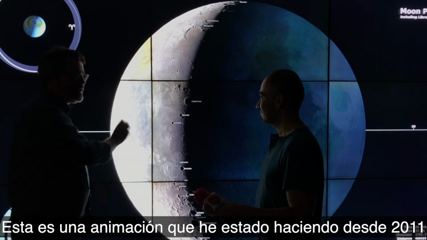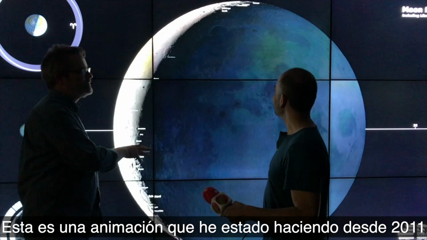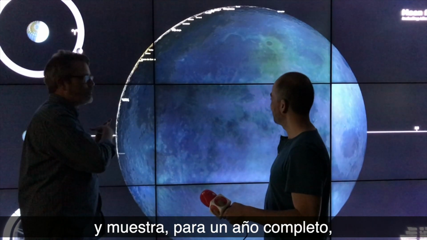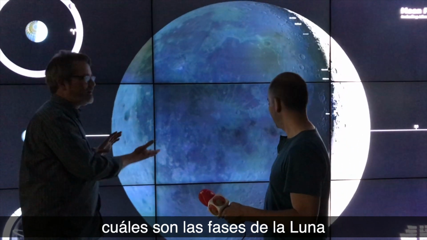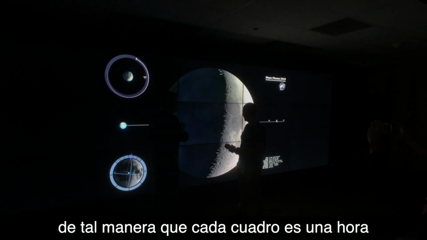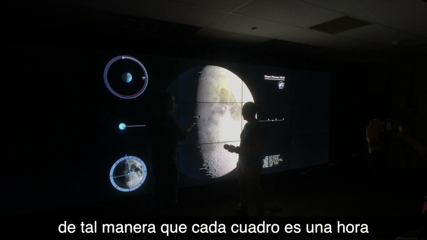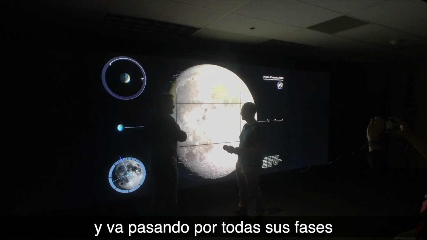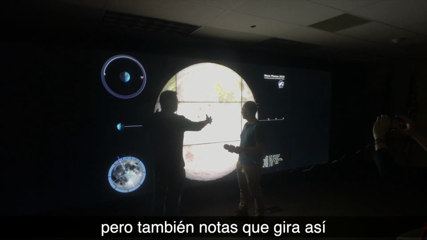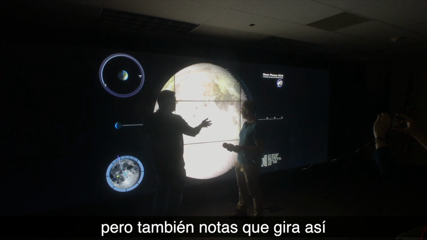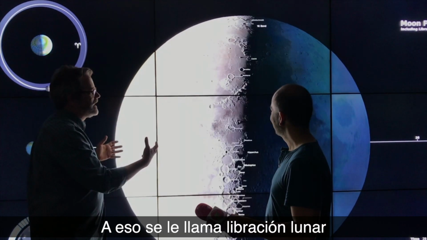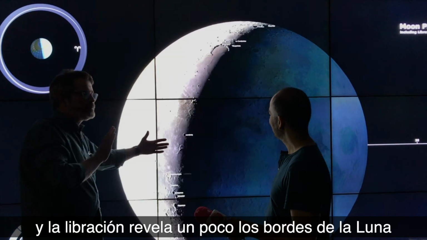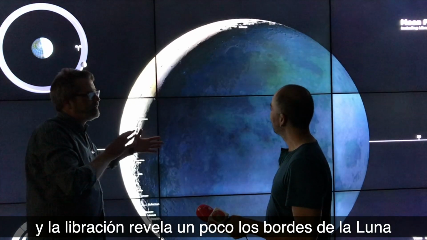So this is an animation that I've done since 2011, and it shows for the entire year what the phases of the moon are. And so every frame is 1 hour, and it's passing through all of its phases. But you'll notice it's also kind of turning like this, and it's moving like this a little bit. That's called libration.